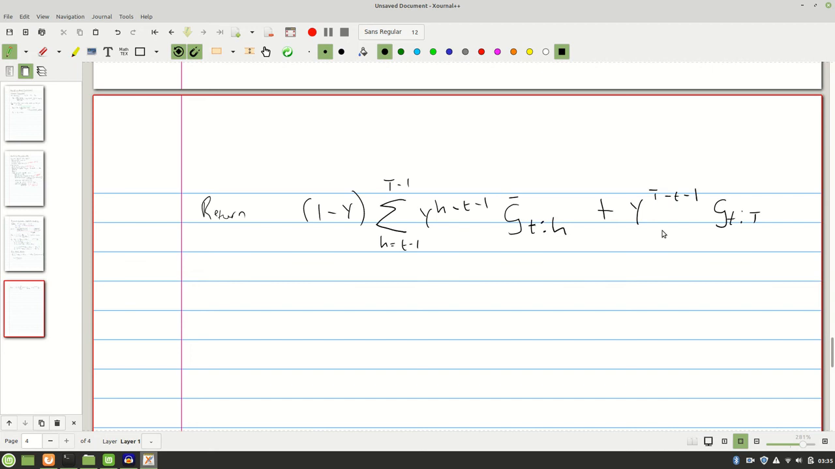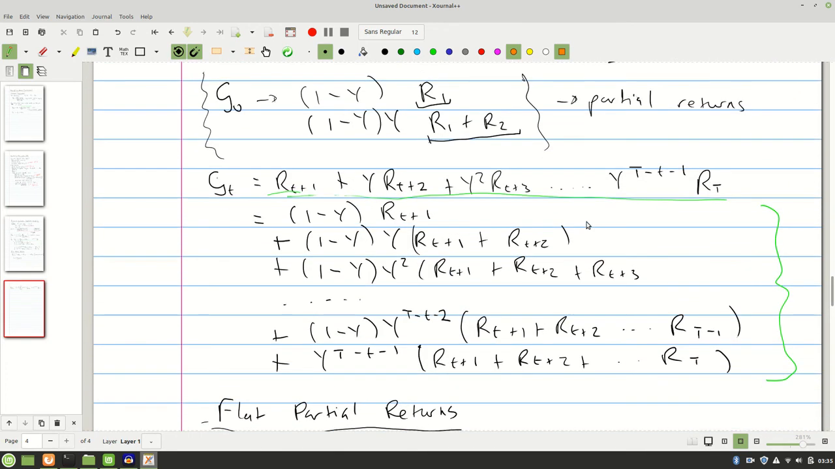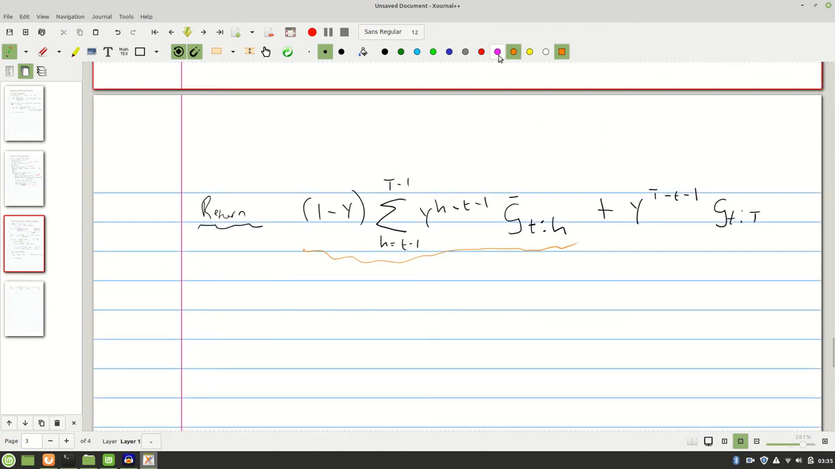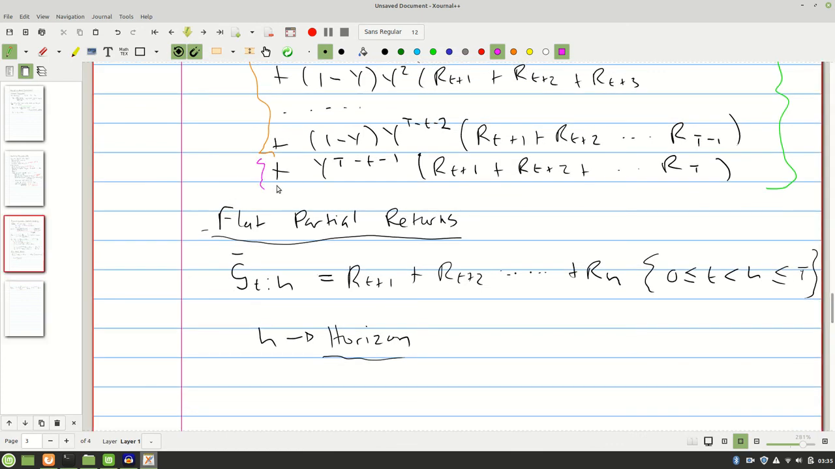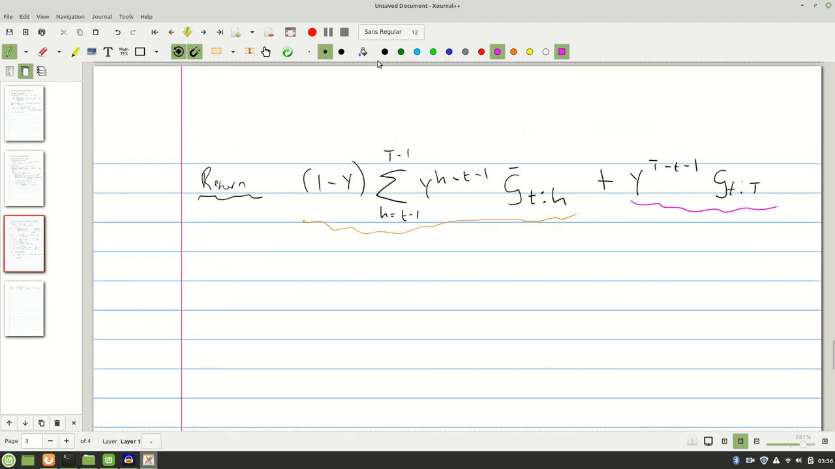So what is this essentially? When we define our return in this way, then we can scale our flat partial return. If you look at this first term in this equation, this simply corresponds to our equation until this point. And if we look at the final term, the one in pink, this is just corresponding to this final term over there. This is the idea behind this.